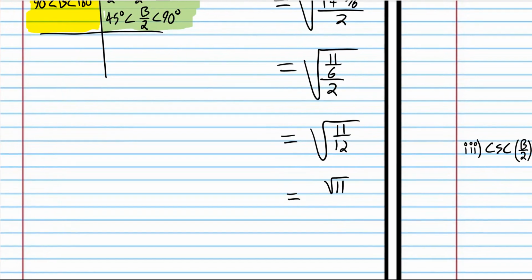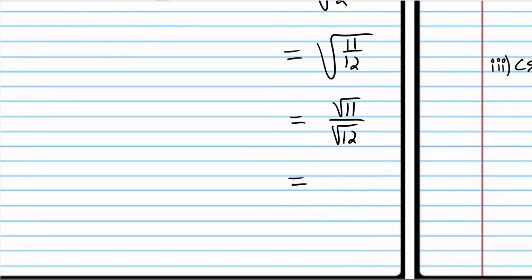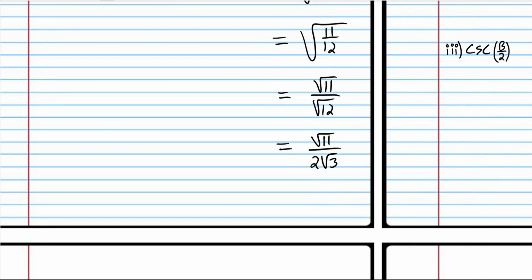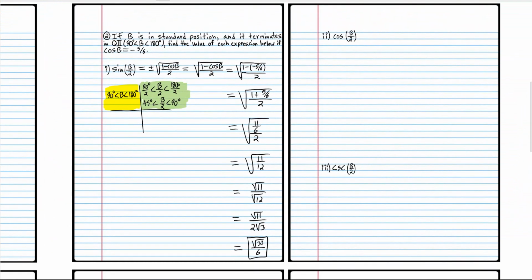And we get √11/√12. √12 simplifies to 2√3, and then we're going to multiply both sides by √3 to get √33/6, and there you go. So sine B/2 is √33/6.